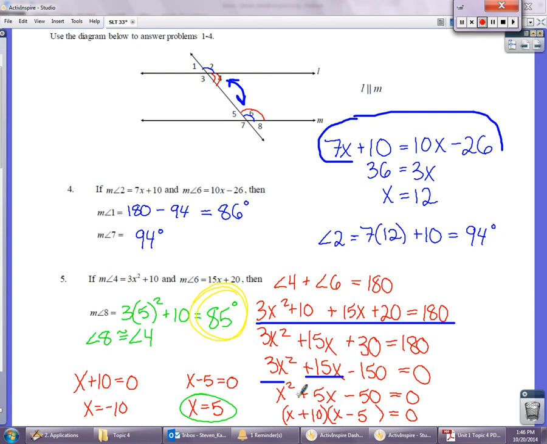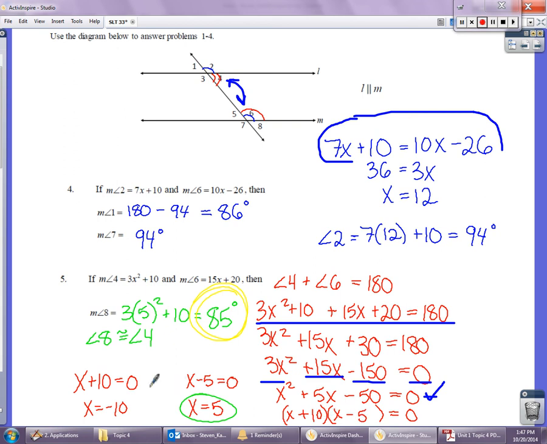You really should have noticed that 3x squared, 15x, and negative 150 are all multiples of 3. And 0 could be divided by 3 as well, because you just get 0. So you divide each of these by 3, and you get a smaller equation. You could have used the quadratic formula on this equation, but I factored. I found two numbers that multiply to negative 50 and add to 5: positive 10 and negative 5.